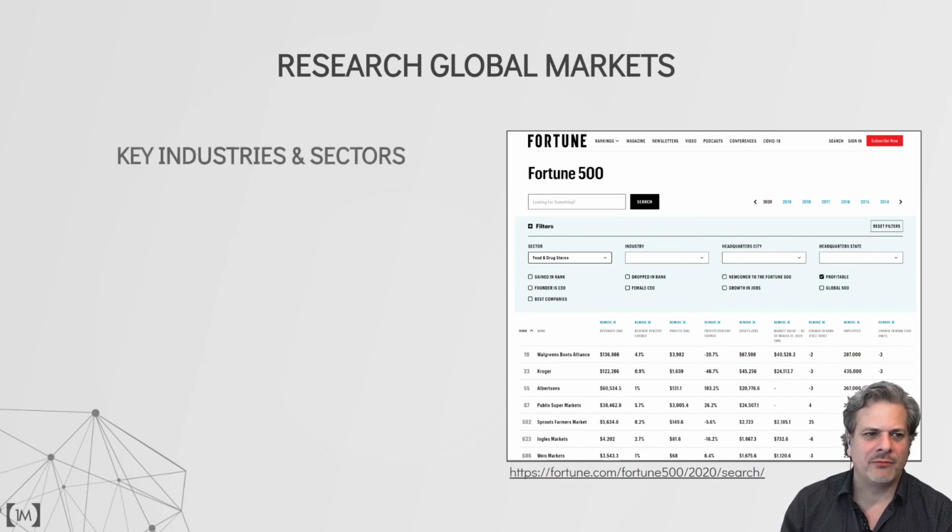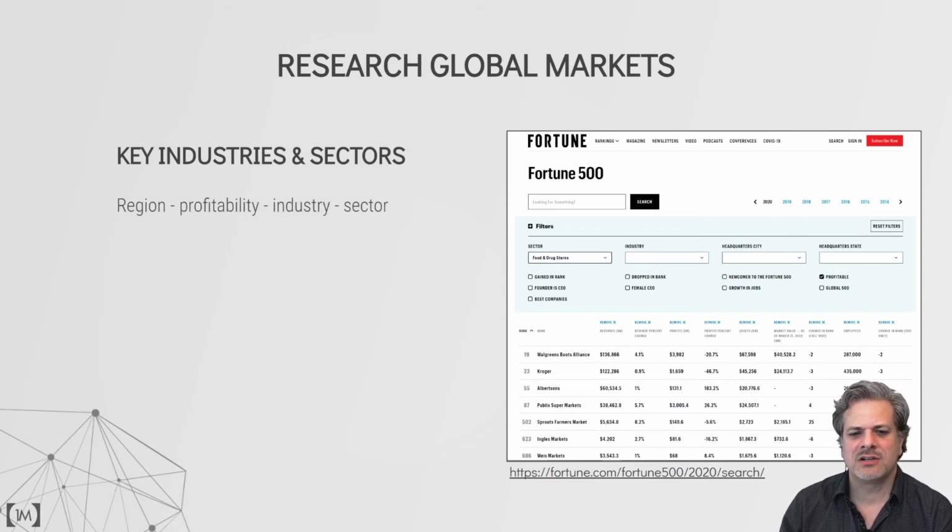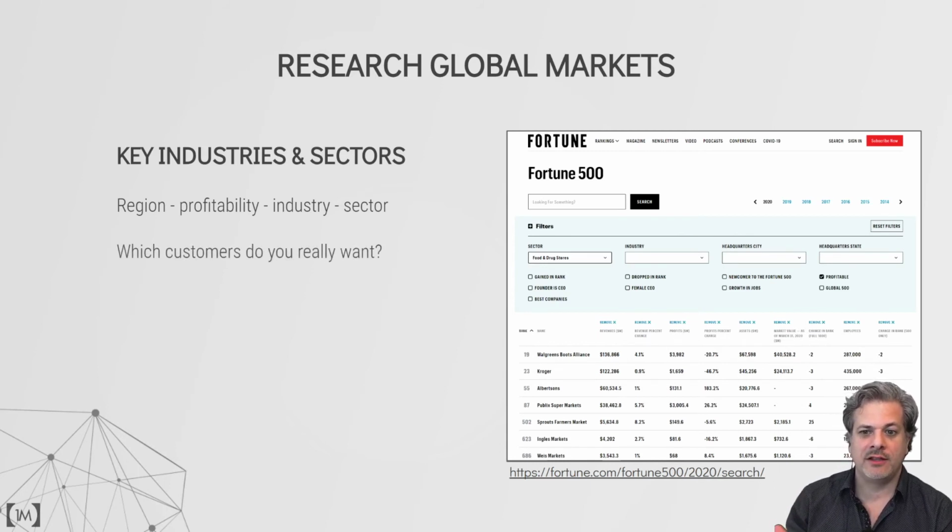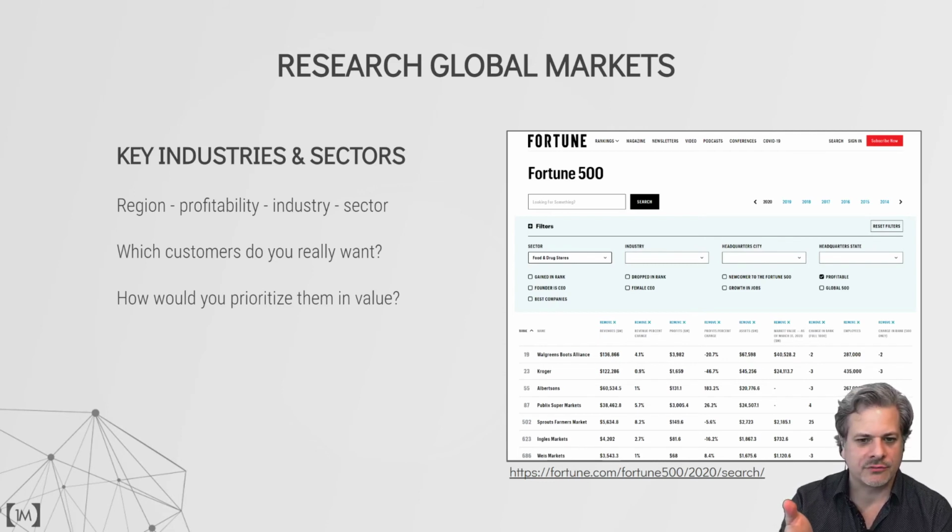And it's really valuable for you to sit down and say, what are the key industries and sectors that you're interested in? Don't just look at it from profitability and a ranking standpoint, but think about it from these different standpoints of which industry, which sector, which geographic region, etc. are you specifically interested in? And then ask yourself, which customers do you really want? And then you'll start to find some of the commonalities between the different kinds of customers that you really want. And how would you prioritize them in value? And what I mean there is, here there's revenue numbers. You can prioritize them by that or by a rank number.